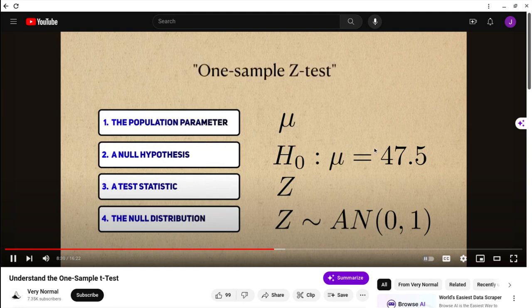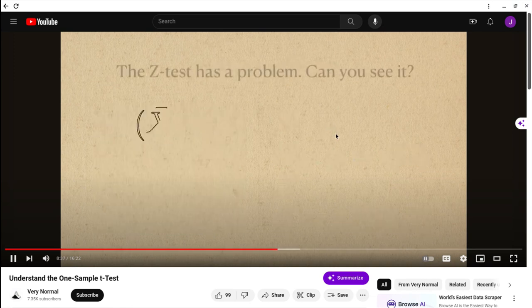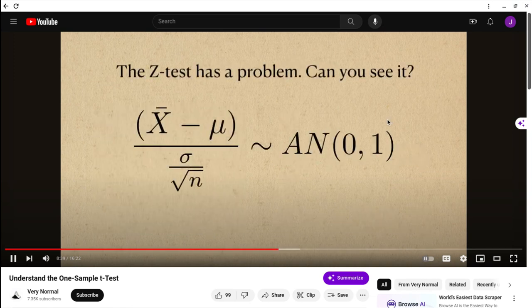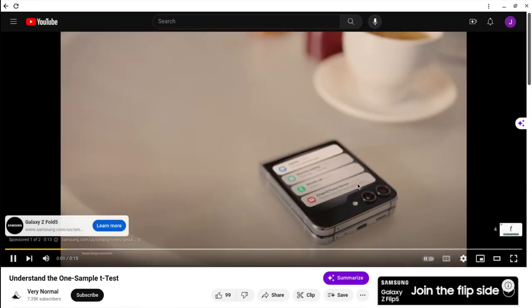You may recognize that these ingredients together form the Z test, a hypothesis test for the population mean based on the Z statistic. But the Z test has a glaring problem.